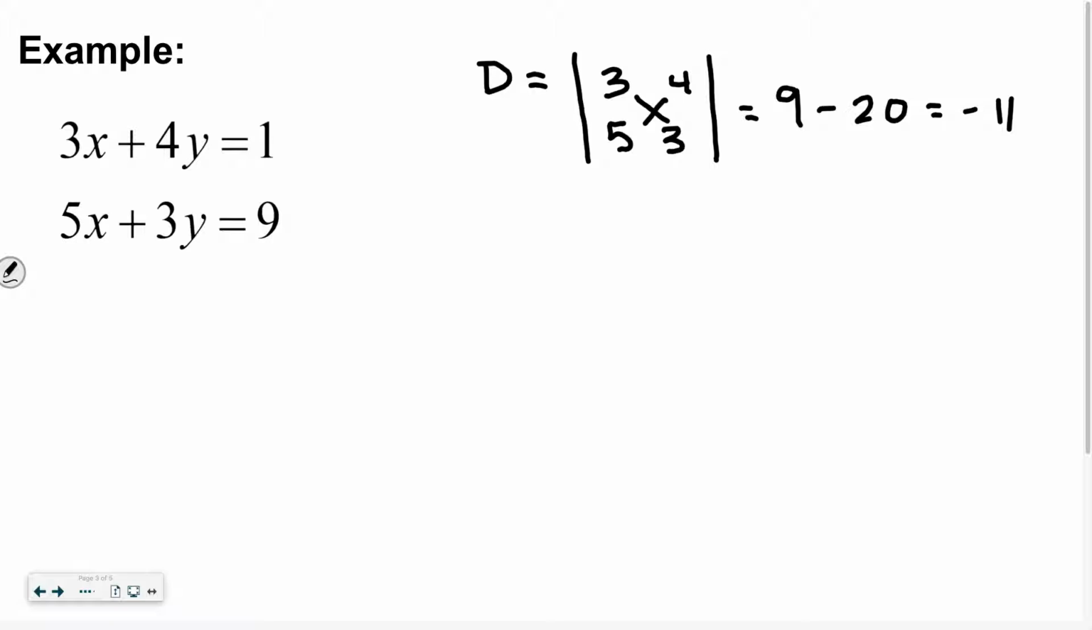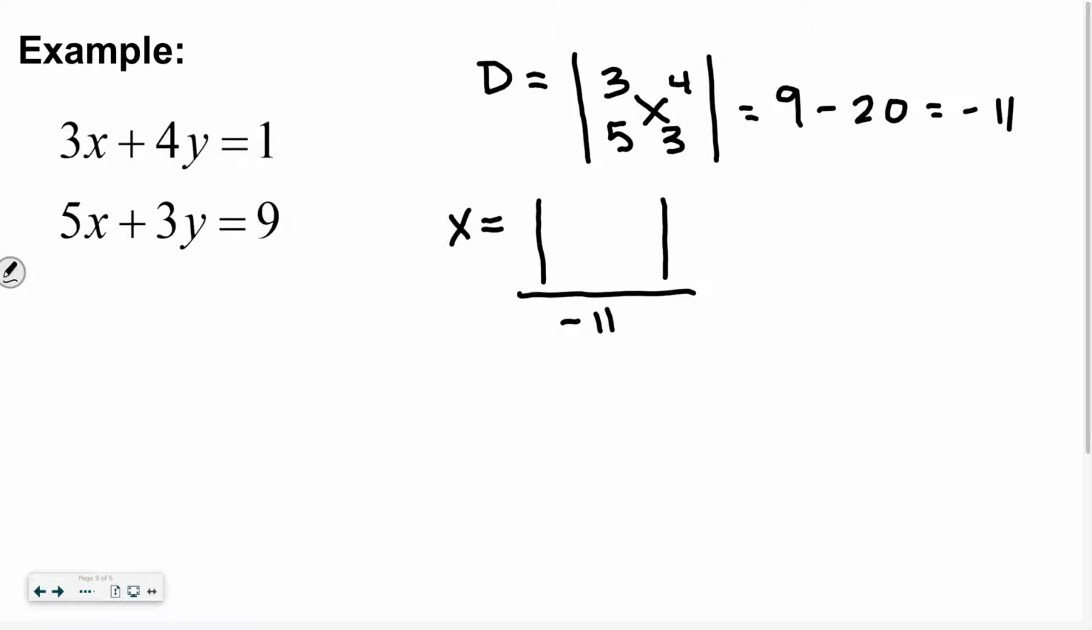I know that when I solve for x and when I solve for y, I'm going to be getting a new determinant in my numerator, but then I'm going to be dividing by negative 11. So let's solve for x. x is going to need a new determinant, D sub x, but then I'm going to divide it by the determinant which I just found, which was negative 11.